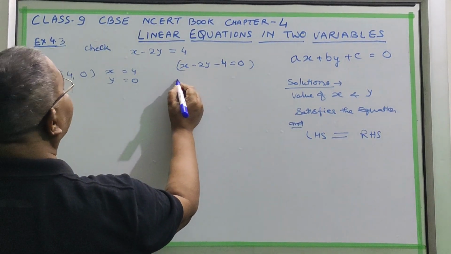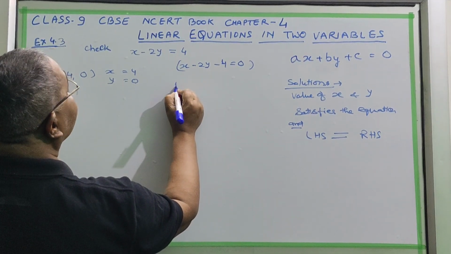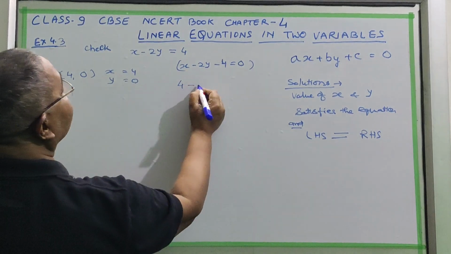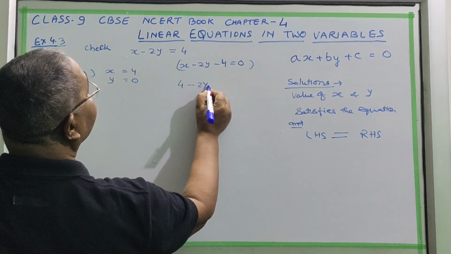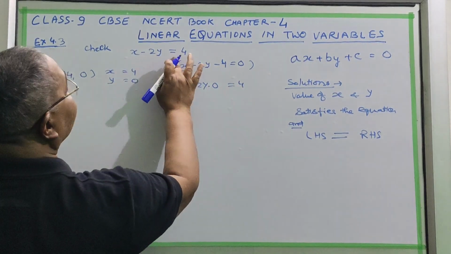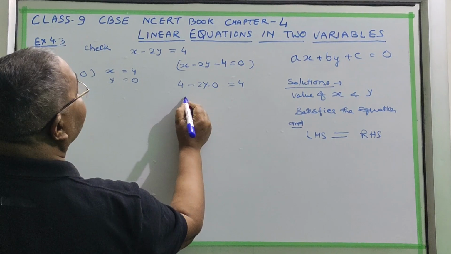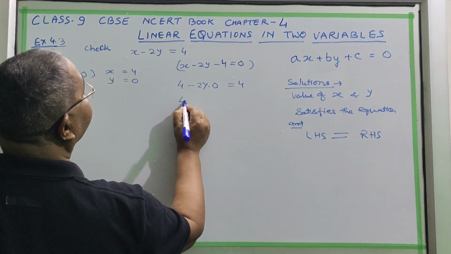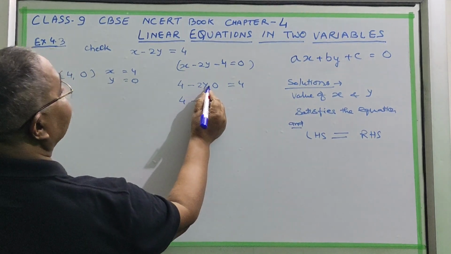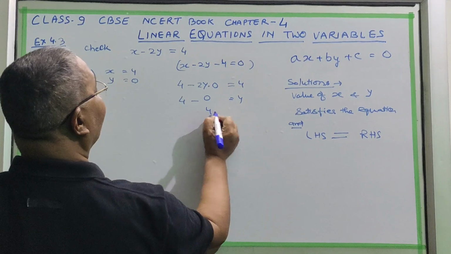So here we will write x, so x equal to 4, we can write 4, minus y is equal to 0, so 2y multiplied by 0 equal to 4. This we are writing in the main. So here what will happen? 4 minus, this will become 0 due to the multiply sign. The dot is a multiply sign. So it will become 4 equal to 4.